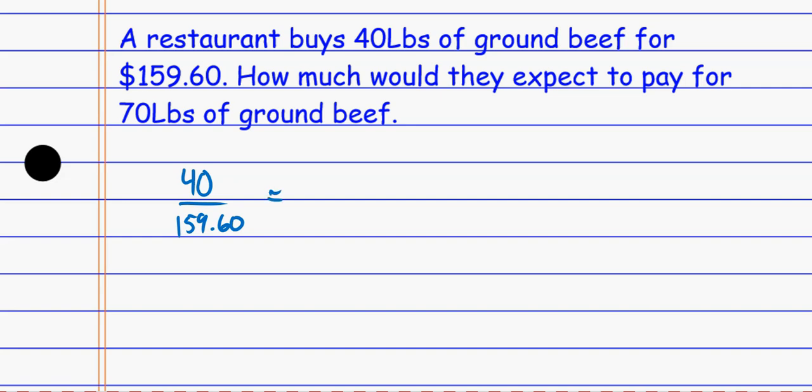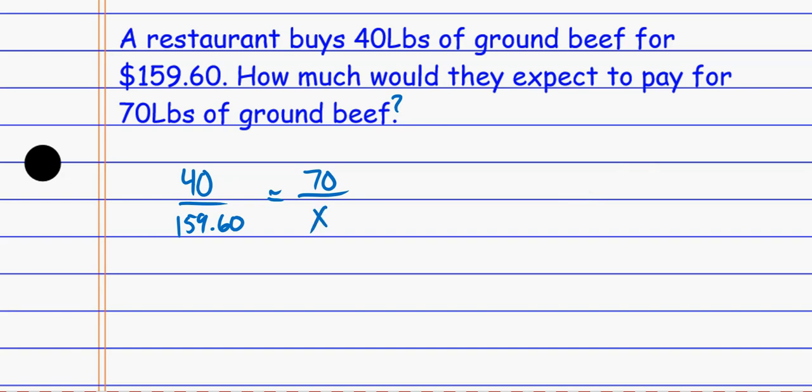So when I set up the second one here, it says, how much would you expect to pay for 70 pounds of ground beef? Well, what I'm looking for here is, okay, I have to set this up the same way. So if the first fraction was pounds over money, the second one also has to be pounds over money. So the 70 pounds goes up here. And the money, well, that's the thing that I'm trying to find. This should be a question mark, right here. I want to know how much money, so I'll call it x, okay?